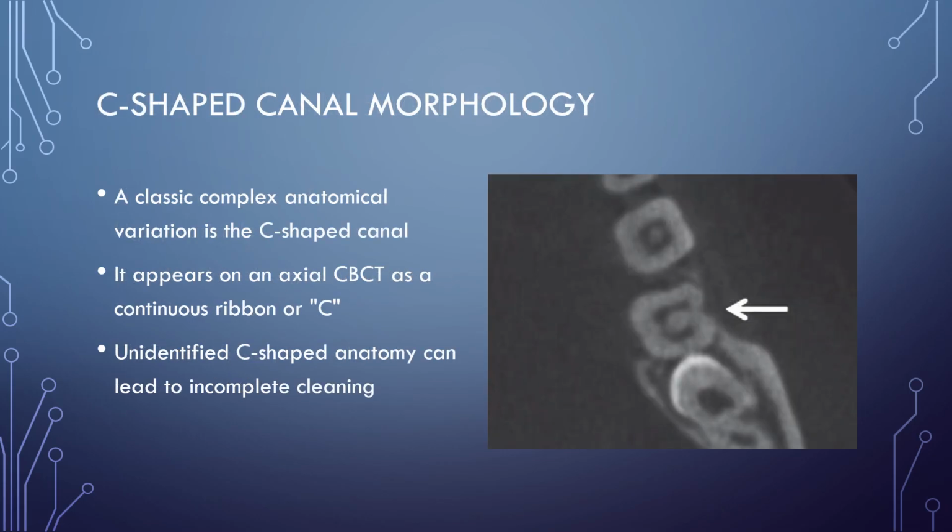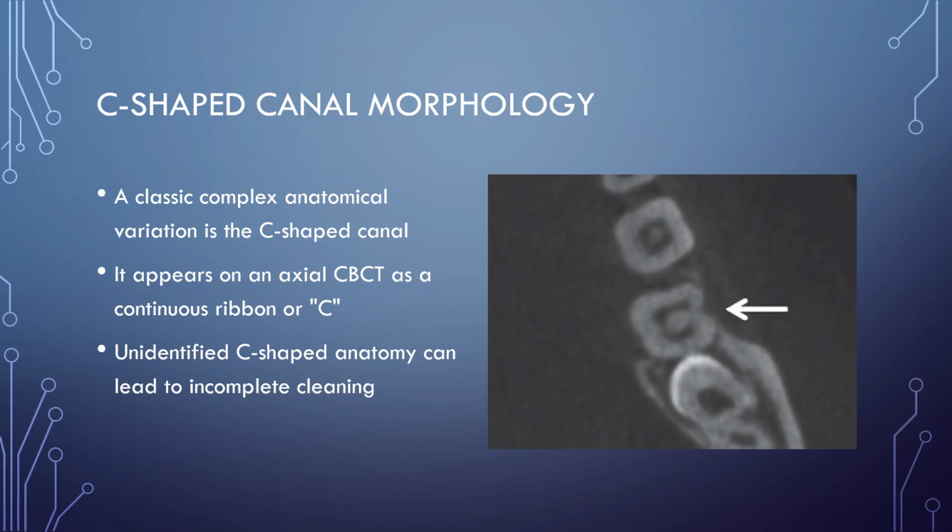One of the most challenging anatomical variations you will encounter is the C-shaped canal, most commonly found in mandibular second molars. Attempting to instrument this type of anatomy without being aware of its presence preoperatively can easily lead to incomplete cleaning or severe procedural errors. When interpreting the CBCT, you will not see distinct round orifices. Instead, this variation appears on an axial CBCT slice as a continuous ribbon, or C, of canal space that seamlessly connects the mesial and distal aspects of the root.